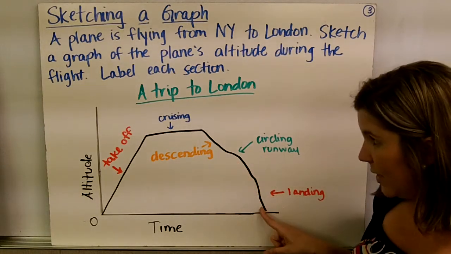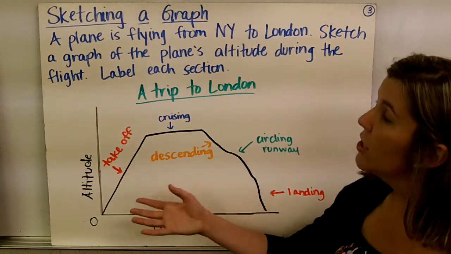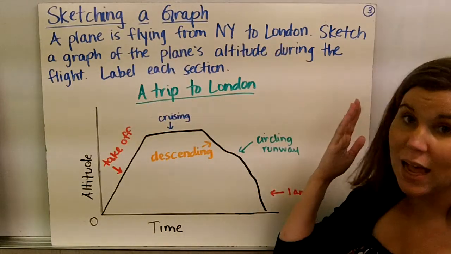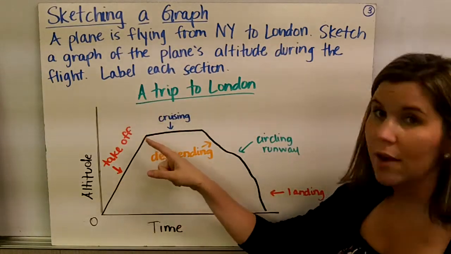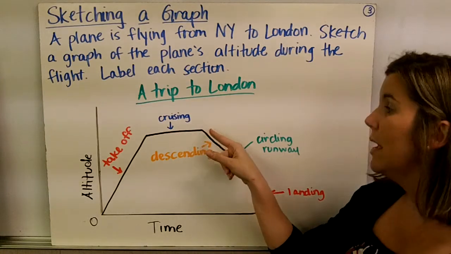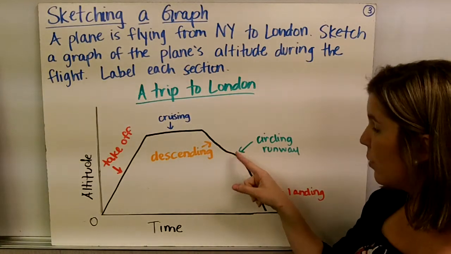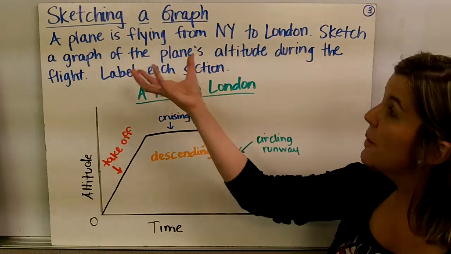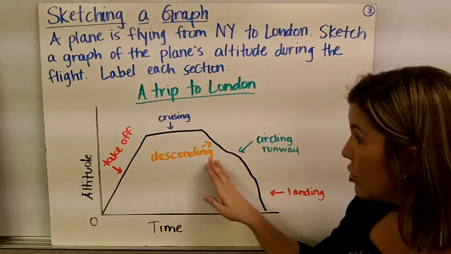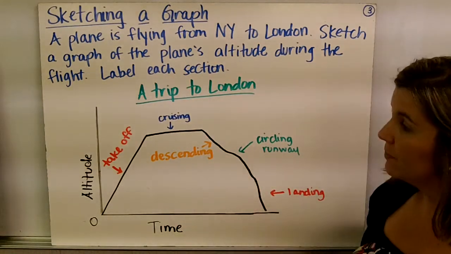This is your landing. All right, so you know how a plane flies, right? We all know it takes off, then it hangs around in the air for a while, it starts to go down, you circle the airport, and then you land. So based on what you know about flying, you should be able to draw the graph.